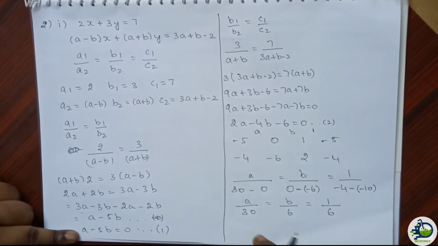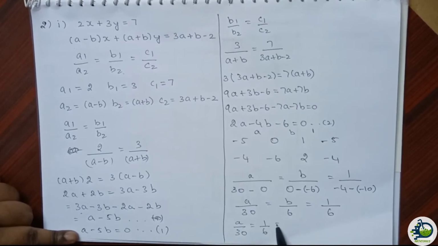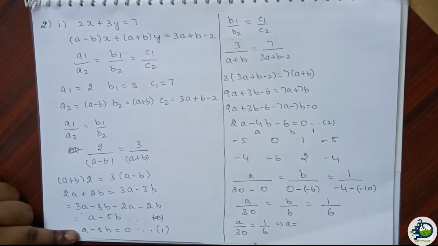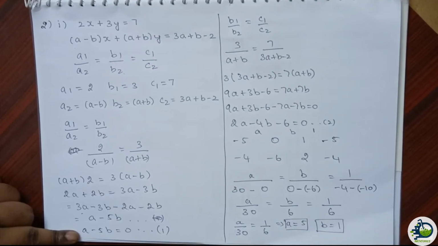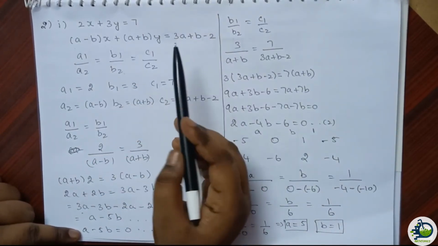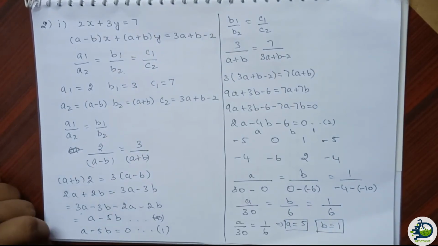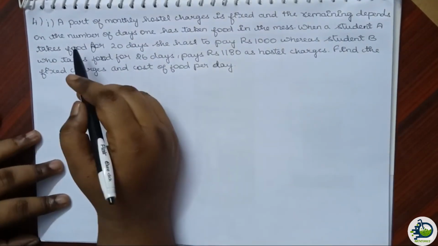To get the value of a, a by 30 is equal to 1 by 6. When we cross multiply, we are getting a is equal to 5. Similarly, when we equate these both terms, we are getting b is equal to 1. So a is equal to 5 and b is equal to 1 are the solutions so that both equations have infinitely many solutions. Let's move on to the next question.